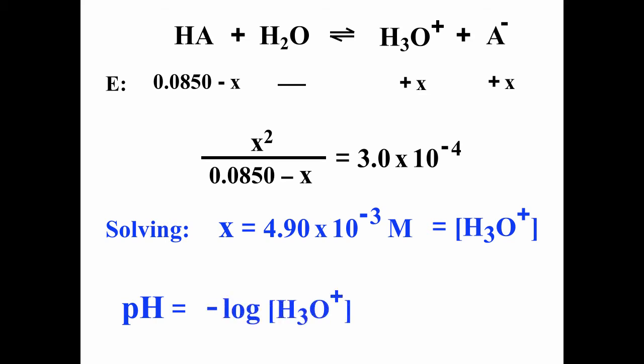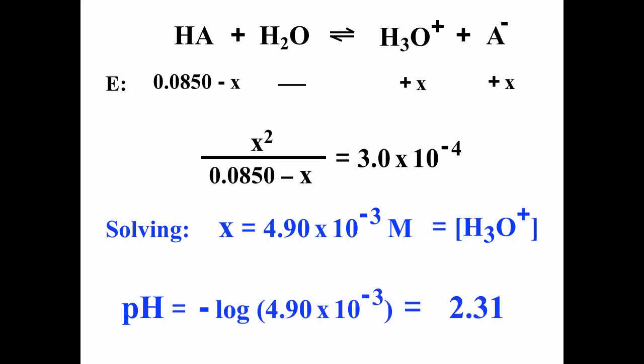So to finally get the answer that's being asked for, we take the negative log of the H3O plus concentration, which is the negative log of 4.9 times 10 to the minus third, and that gives us our pH of 2.31.